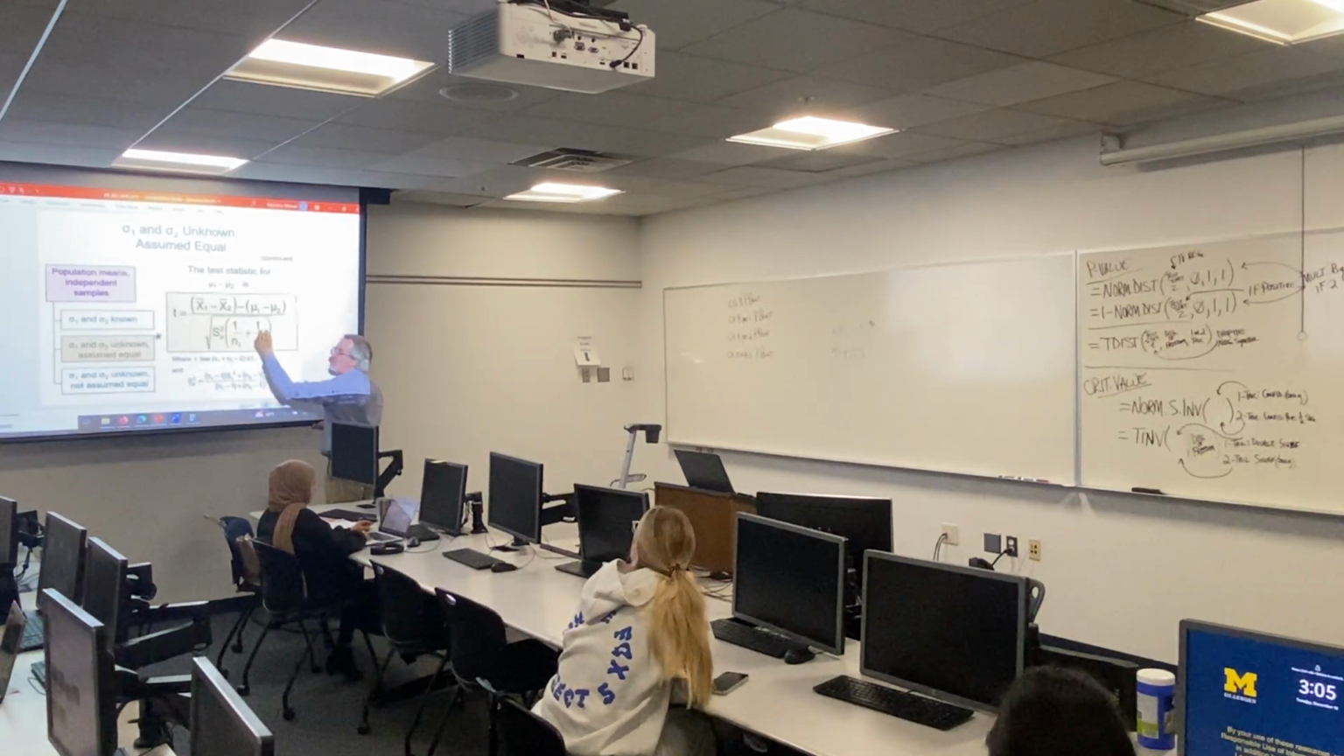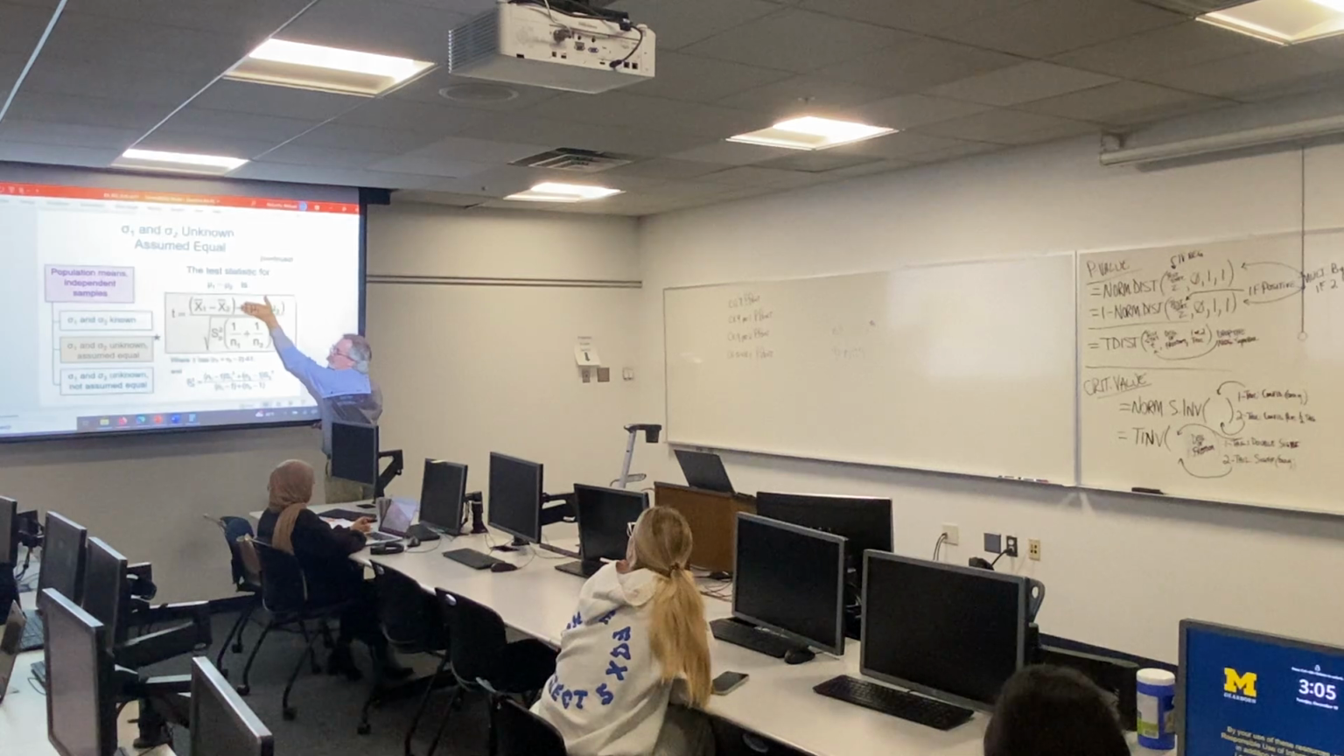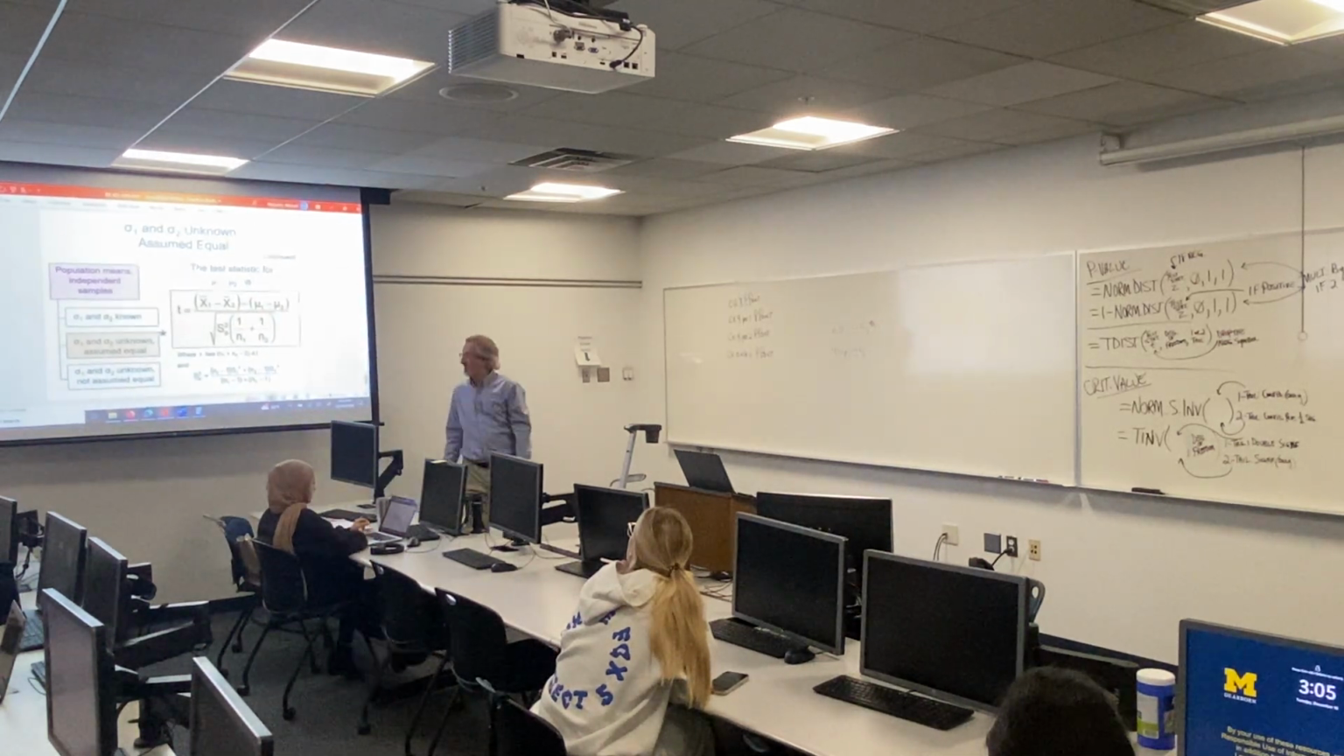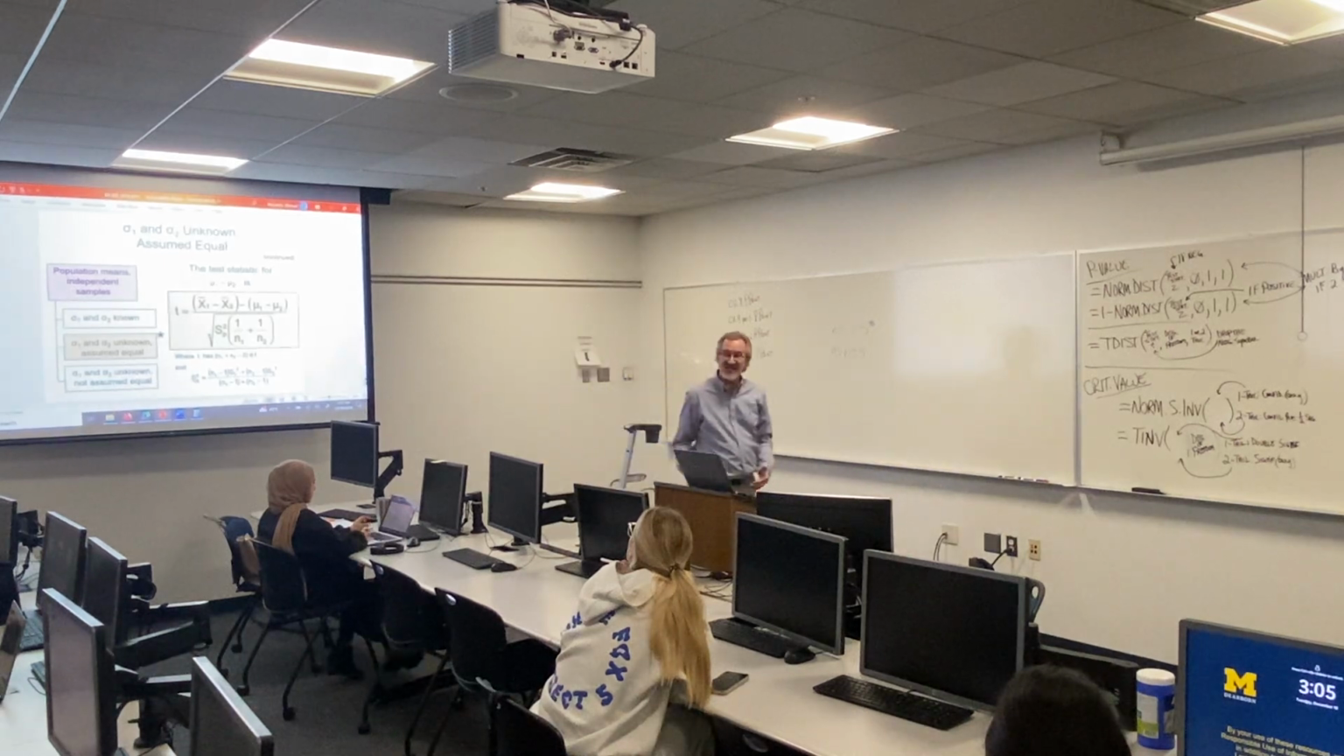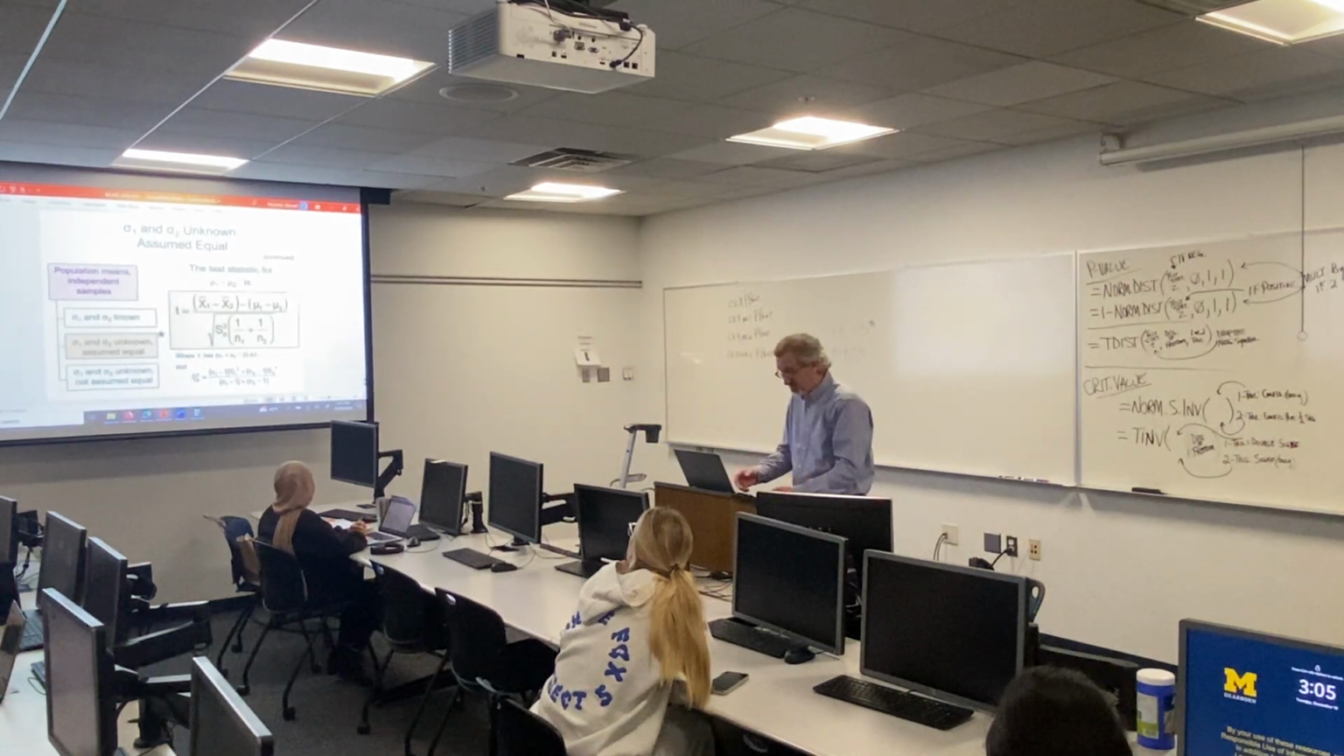1 over the sample size, 1 over the sample size. Again, ignore this right part. This is a 0. That's a 0 on the right. 1 sample minus the other sample. There's that formula right there. It's a T, not a Z, because we have sample standard deviations.